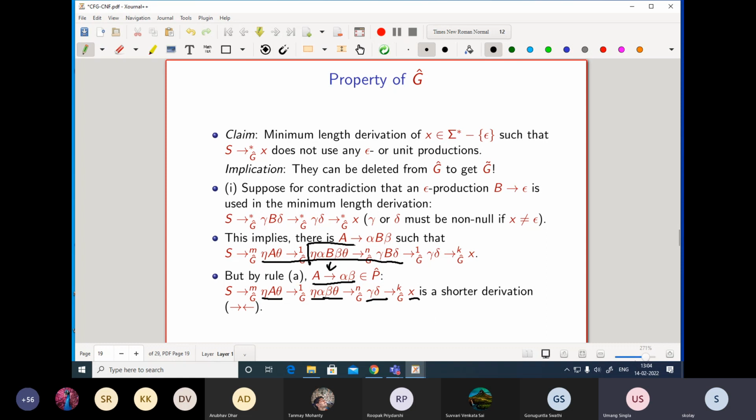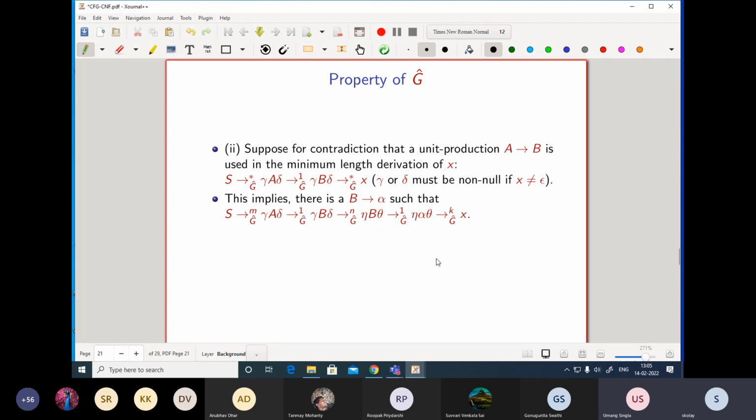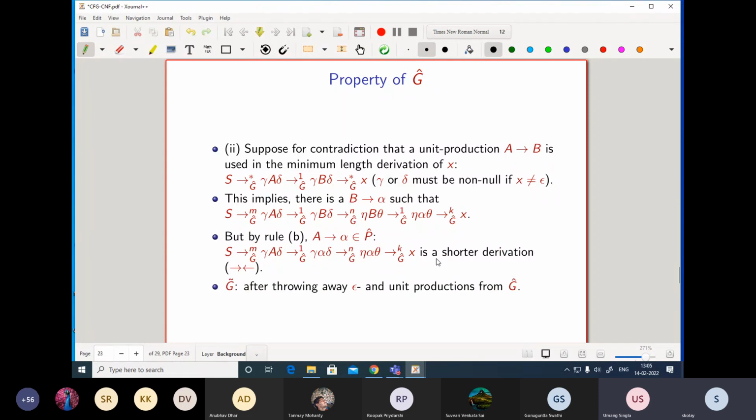So I can bypass this particular production that I used by just simply using this new production, where instead of going from A to alpha B beta and then replacing B by epsilon, I can directly go from A to alpha beta and get a shorter derivation. Therefore, epsilon productions cannot be used in minimum length derivations. In the same way, you can show that unit productions cannot be used in minimum length derivations.